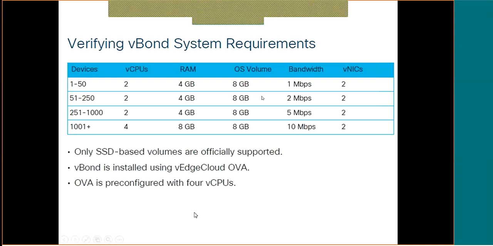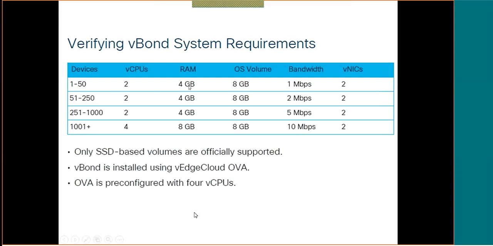RAM is also 4 GB, so two CPUs and then 4 GB with the minimum storage, it works, because vBond stores limited information, like only the whitelisted entries, whitelisted controllers, whitelisted vManages, chassis ID, and then serial number. Apart from that, it's not going to store any data.